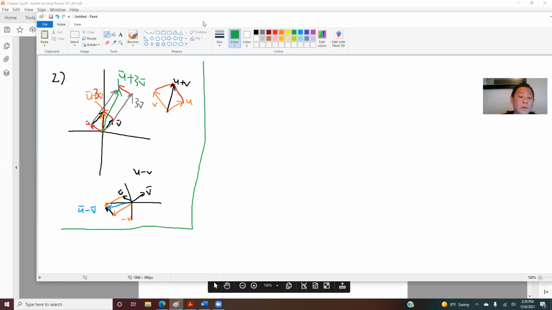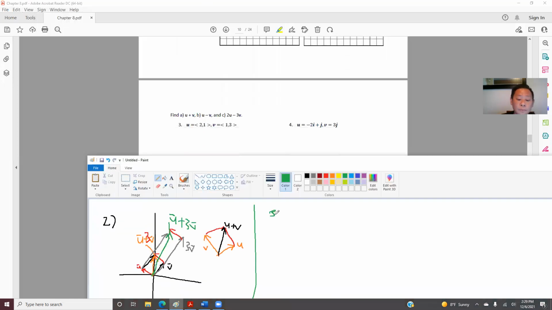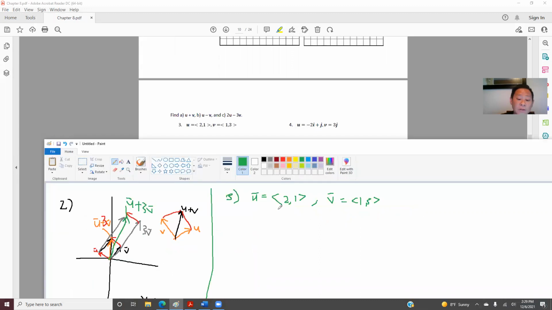So this is question number 3. Vector u in this case is 2, 1. Vector v in this case is 1, 3. So in order for you to add these vectors, you just add them up, like adding the components. So the first is 2 plus 1.